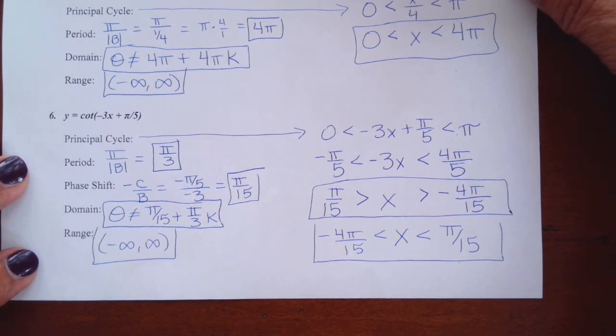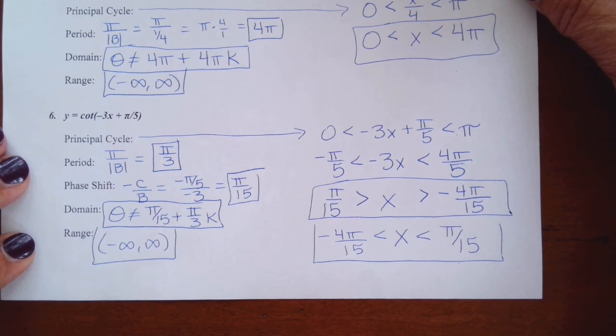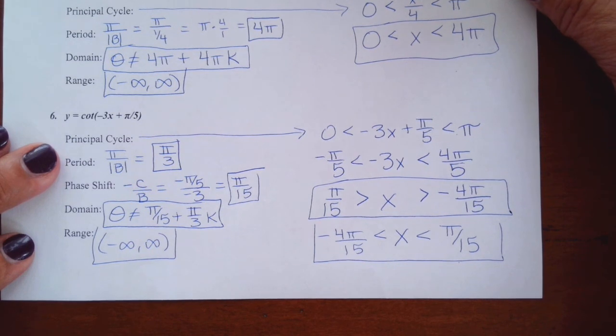So think about what's similar and what is different from tangent and cotangent, because those two graphs, obviously they look the same. They're the only two that have a period of pi. Okay? And then what's different about them is the principal cycle. The asymptotes are in a different place.